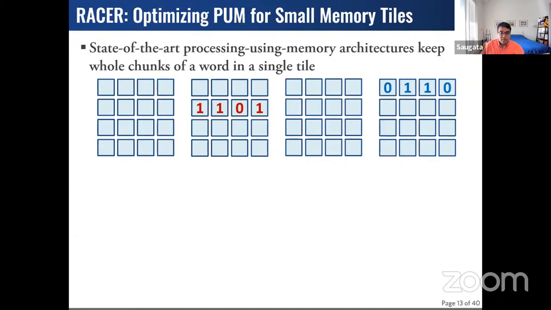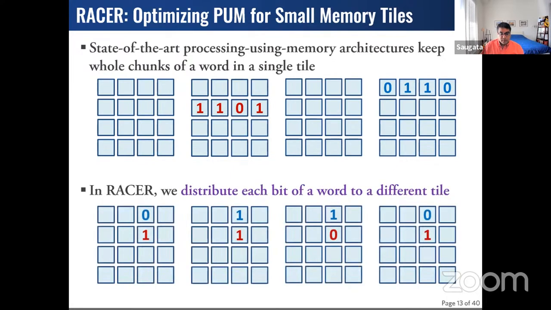And so RACER starts by looking at how we organize data. In state-of-the-art memory architectures, we often keep chunks of a word in a single tile. Depending on the technology, that can be the whole word, or some of the bits of a word, like the data beats. It really depends on the specific technology. But in RACER, we take a different approach. We take each bit of a word and send it to a different tile.